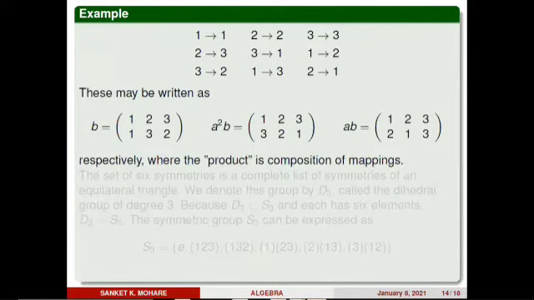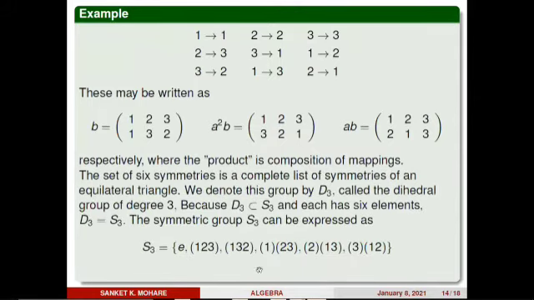Through reflection, we get 3 elements, and from rotation, we get 3 elements. So total, how many elements? 6 elements. Means if cardinality of X is 3, then there must exist 6 elements. That is 3 factorial. Okay. Where the product is composition of mappings, means this product A into B, AB, A square B. This is nothing but the binary operation. What is it? Composition. Okay.